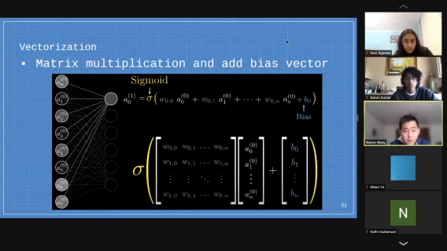And yeah, if you're familiar with matrix multiplication, all of this can be put into matrix multiplication and you add a bias vector. So here you have the weights for all the neurons in the previous layer corresponding to each of the neurons in this current layer. And you multiply that by the activations, and then you add a bias vector, and you'll get one vector for all the new activations.